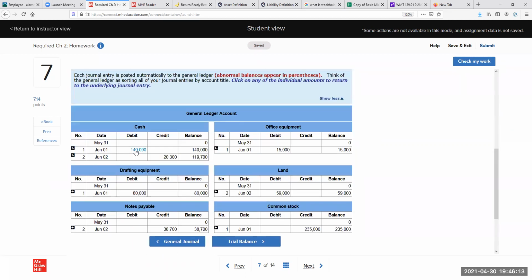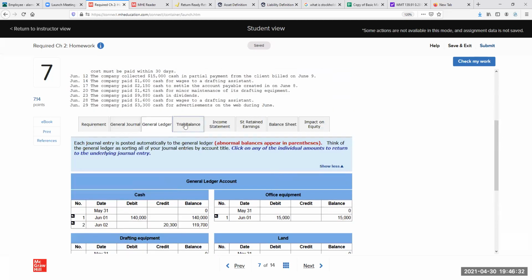Oh, look, cash went up on the left, down on the right. So it had 140 minus what you paid down on this land. Now you have 119. See, the computer does the adding and subtracting for you. Still have the drafting equipment. You still owe money on a note. You still have the office equipment. Now you have land, and your equity did not change yet. So that's the way you're going to do this.